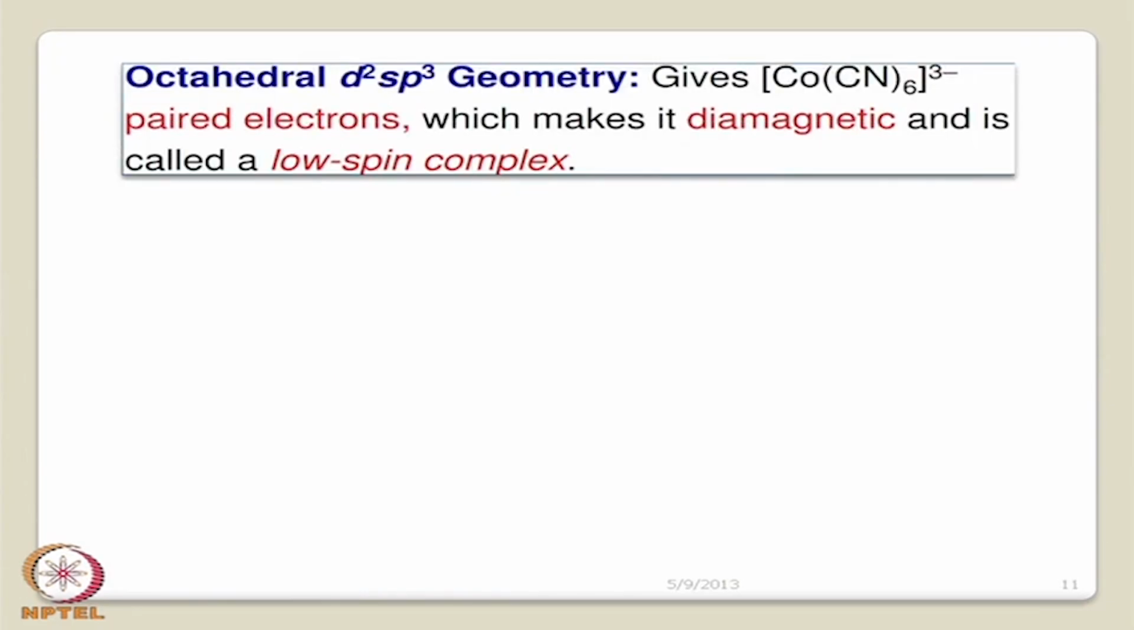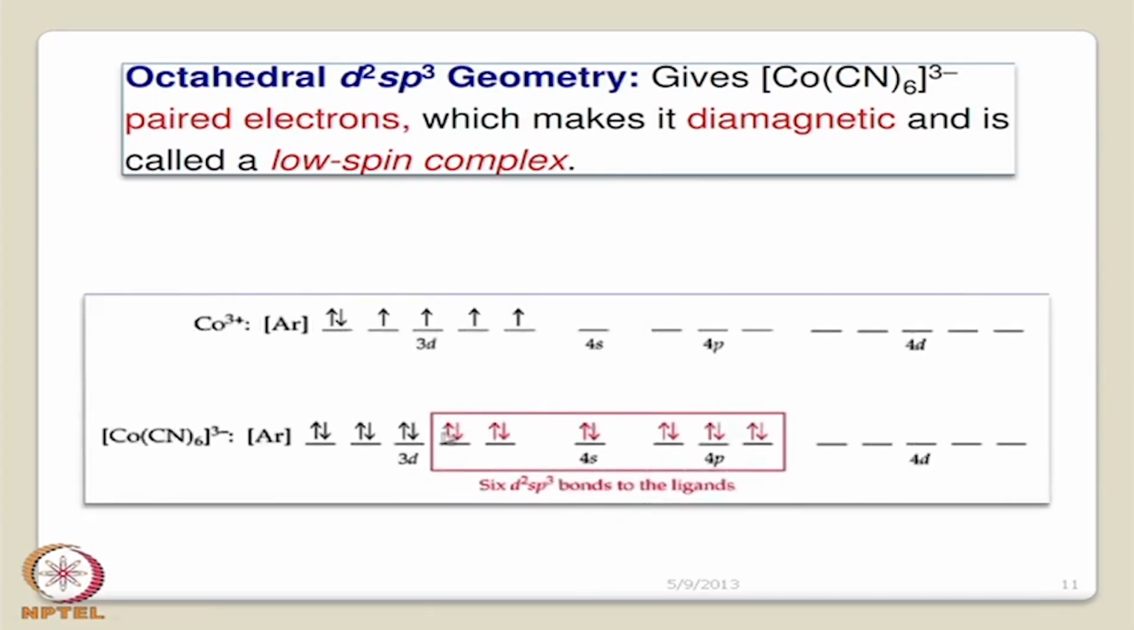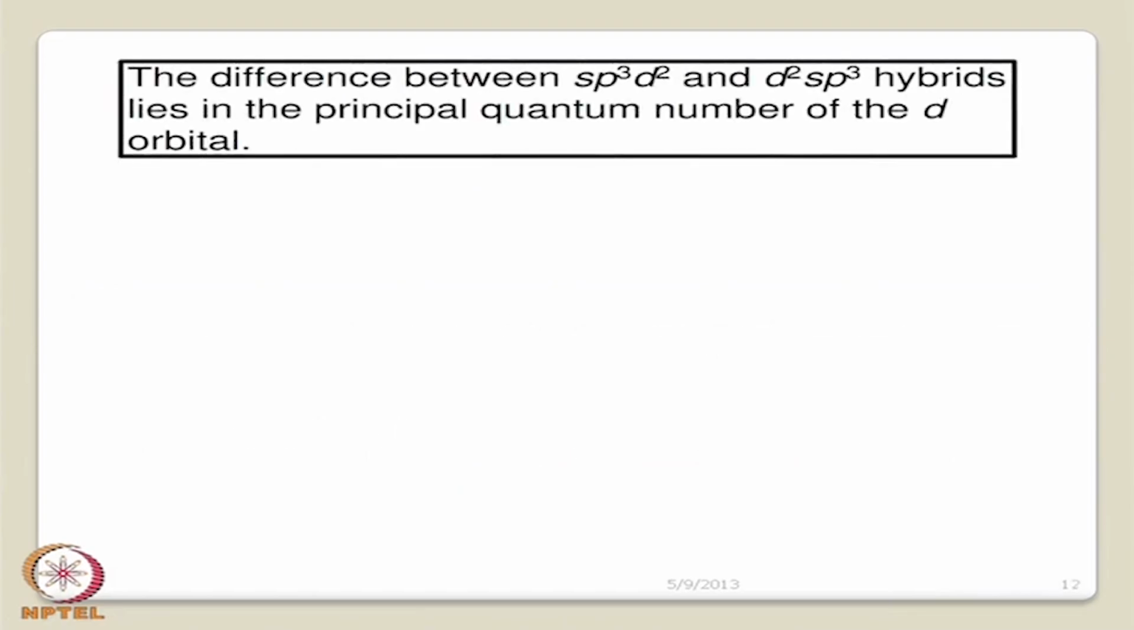This we have already seen. This is another example of d2sp3 hybridization, where we utilize the inner orbital hybridization scheme, that means the 3d levels are utilized for hybridization. So, hexacyanocobaltate gives rise to a species where all 6 electrons are accommodated within the available 3d levels. All of them are paired, which gives a diamagnetic compound, and since the spin value is 0, we can consider it a low spin compound.